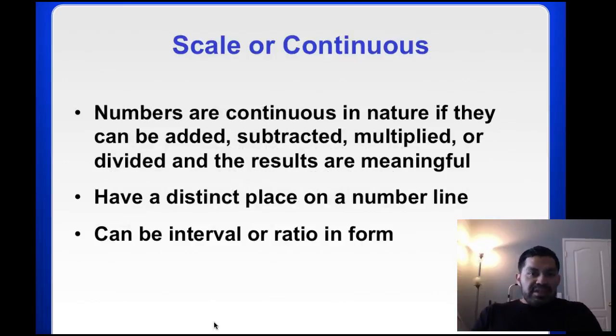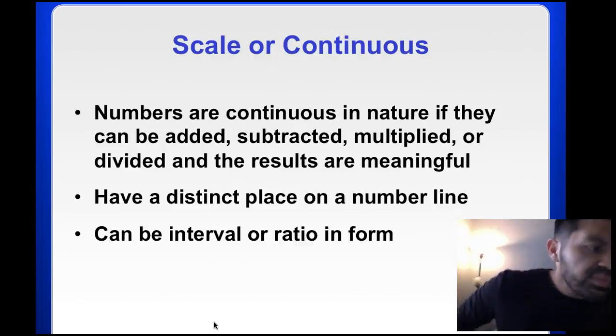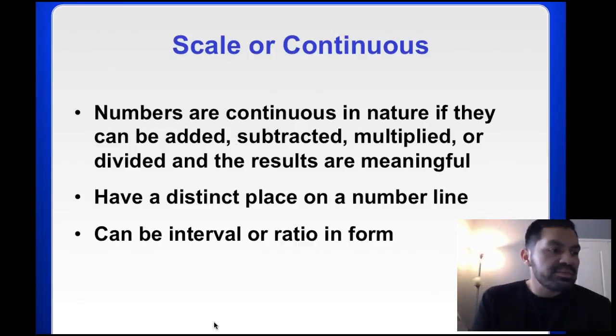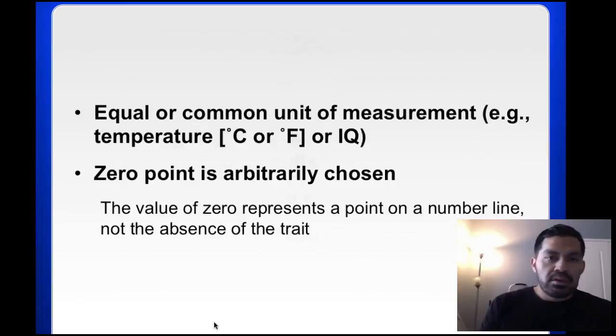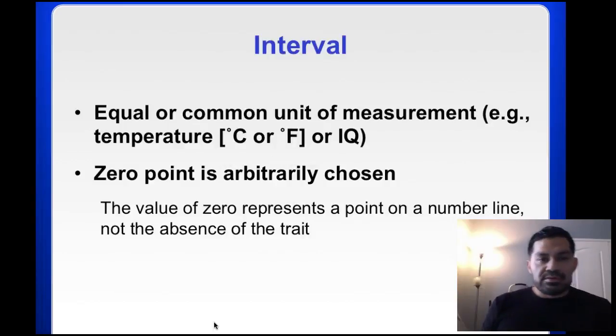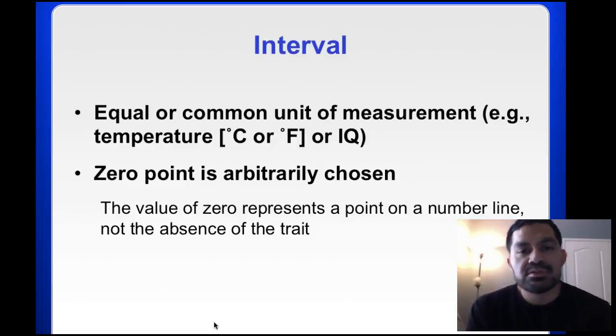And then we have scale or continuous. If they can be added, subtracted, multiplied, or divided, it would be a scale measurement. So it says numbers are continuous in nature. They have a distinct place on a number line, and they can be interval or ratio in form. And then here we have interval, which is equal or common unit of measurement. So for example, temperature or IQ.